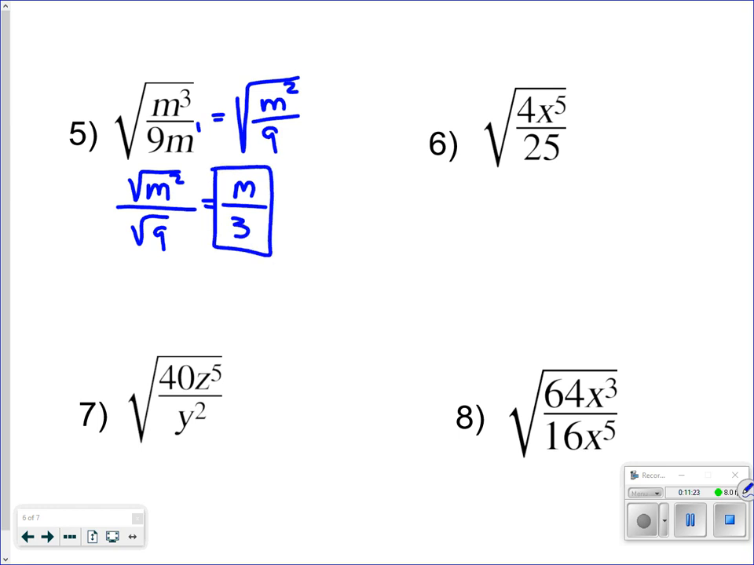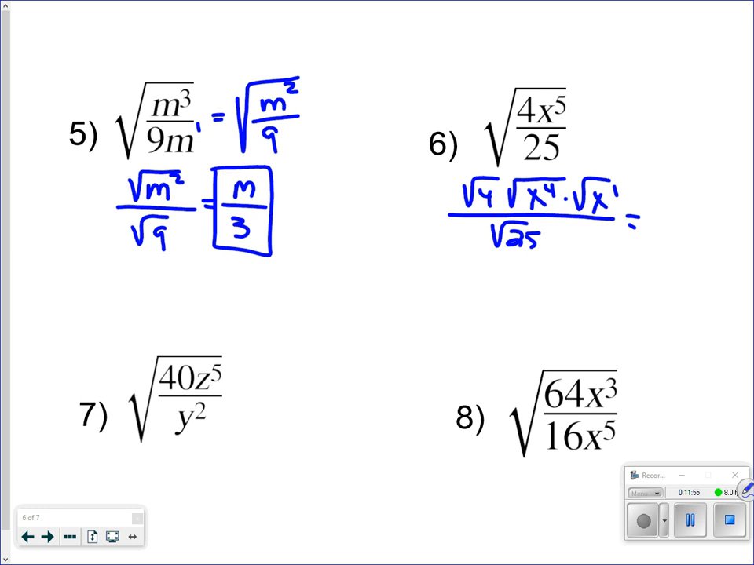Number 6, 4x to the fifth over 25. There's 3 pieces here. 2 of those pieces are perfect squares. X to the fifth, though, we have to break that one apart. Okay, so let's do pieces. Square root of 4, square root of. Now remember, when you have an odd number, break it apart, 1 less than, so x to the fourth plus that leftover x to the first. And on the bottom, we've got square root of 25.